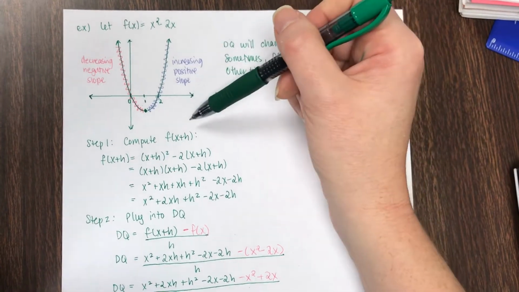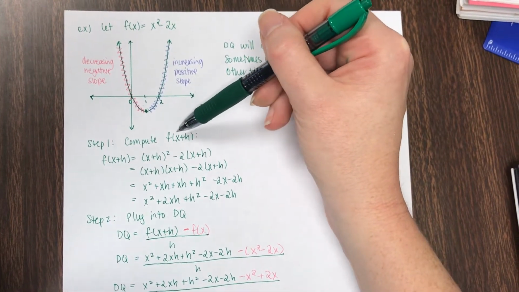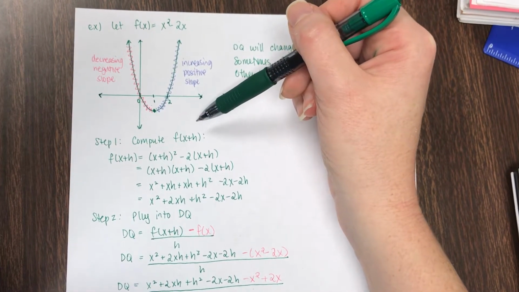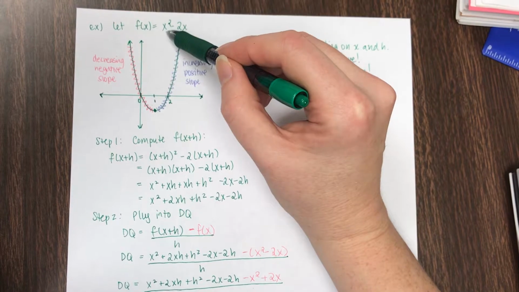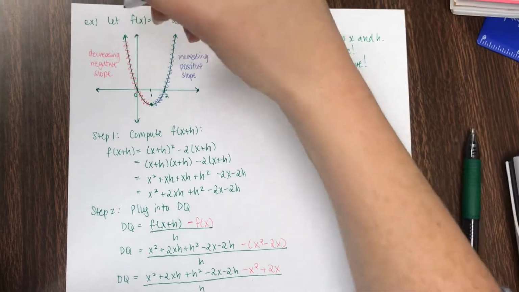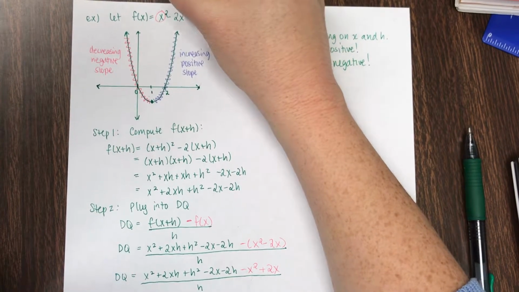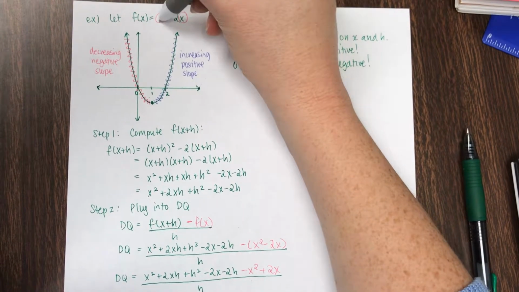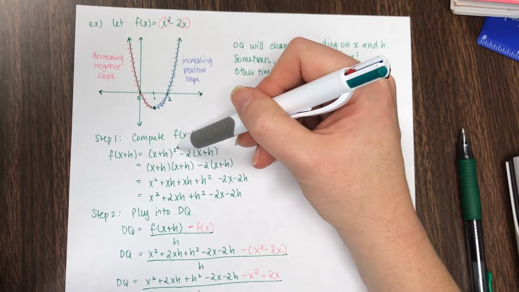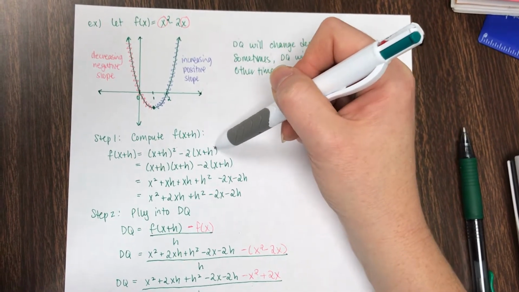So to start off, you want to get this f of x plus h portion of the difference quotient formula. And so we have to do this very carefully. So here's our original function, x squared minus 2x. Everywhere that I see an x, so here, and also here, I'm going to replace those x's with x plus h. So can you see that I have an x plus h squared minus 2 times x plus h.